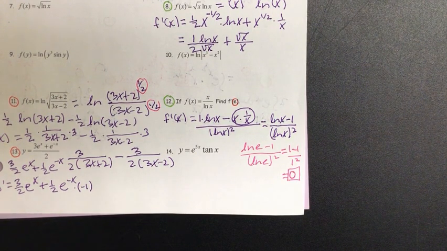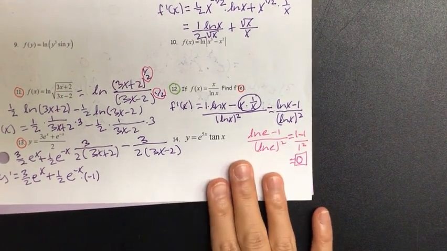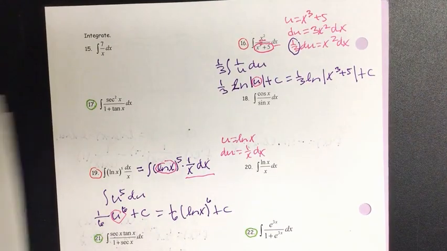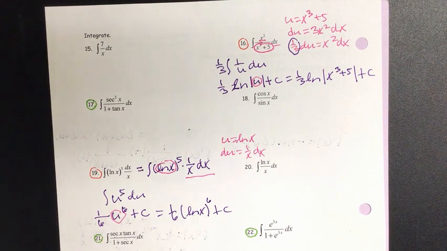Right, let's go on to the back. Everyone good with this? Okay. So on the back, let's go over number 17. Now on this page, we're integrating throughout the whole thing.